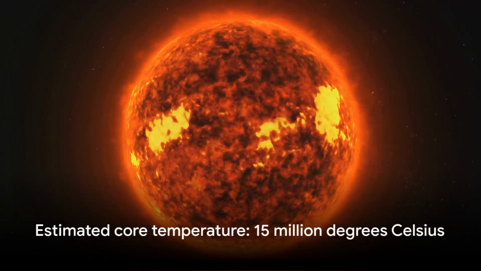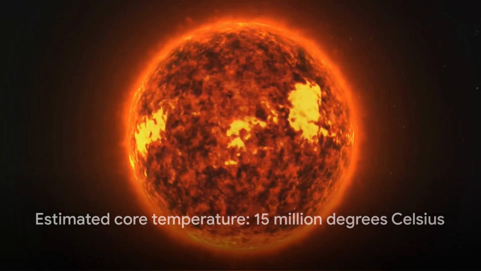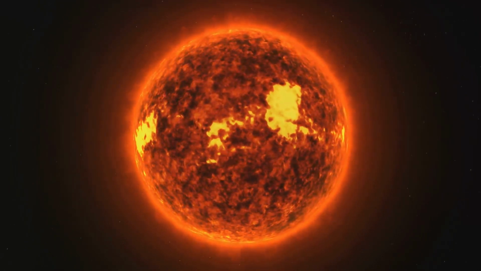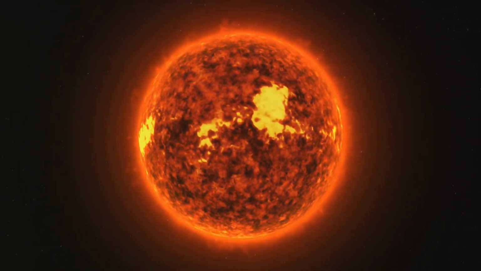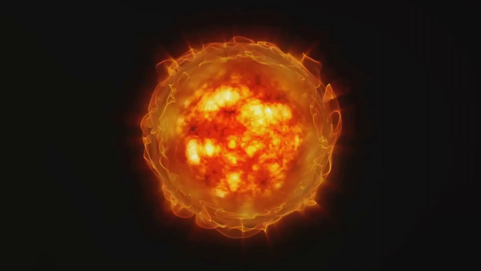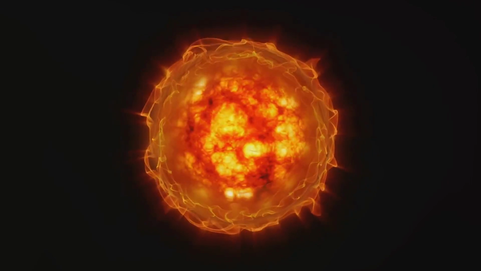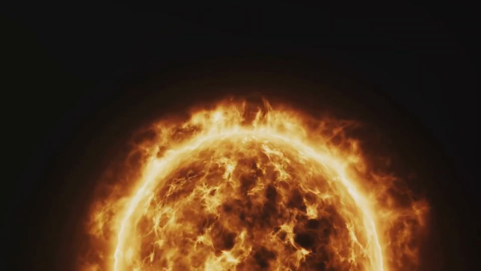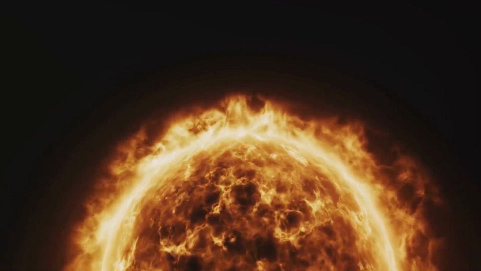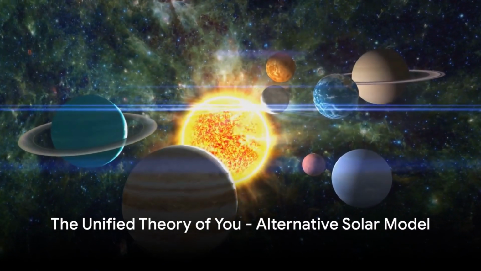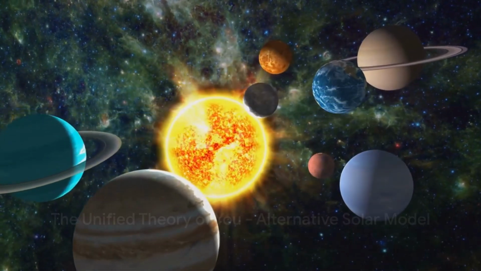Overview of traditional solar models. Core temperature, estimated theoretically at around 15 million degrees Celsius. Surface temperature, photosphere, directly measured at approximately 6,000 degrees Celsius. Coronal temperature, observationally confirmed to exceed 1 million degrees Celsius, with peak temperatures in some areas reaching 2 to 3 million degrees Celsius. The Unified Theory of U, alternative solar model.